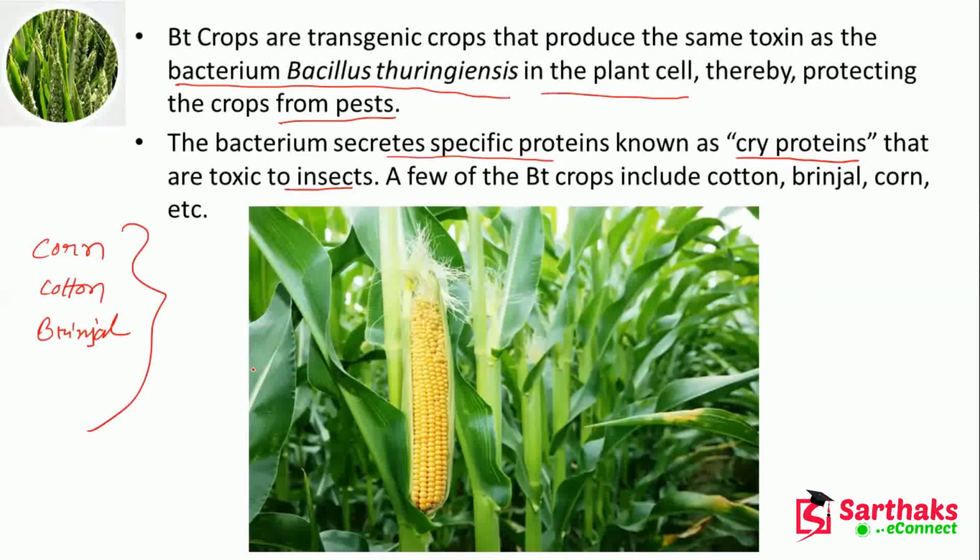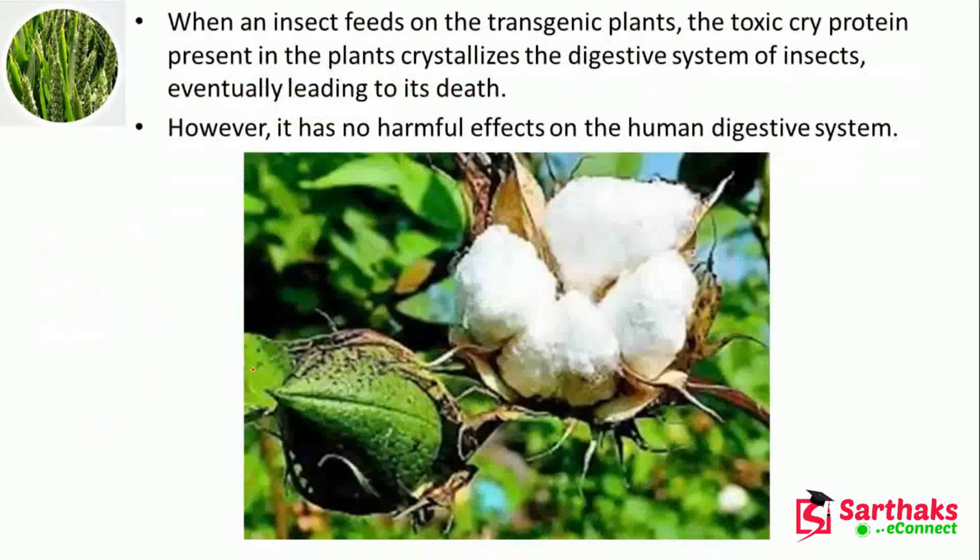And here the insects will not destroy the whole field, because the bacterium secretes some specific proteins that are called cry proteins. The bacterium will secrete the protein, that is cry protein, and these are toxic to the insects. So that's why we are growing and using some BT crops.